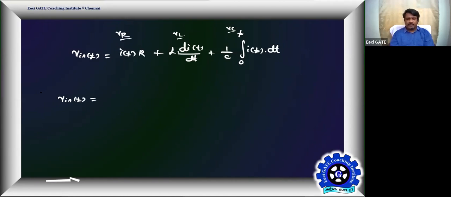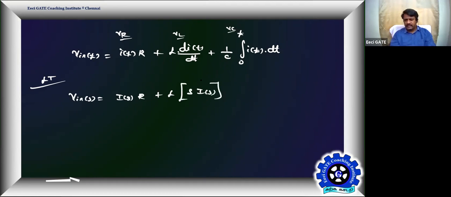Then apply Laplace, we can find the current. So V in of S is equal to, applying the Laplace transform on both sides, I of S into R plus L into S into I of S minus I of 0, the initial current, which is taken as 0. Then plus 1 by C into I of S by S. That's how we get it.